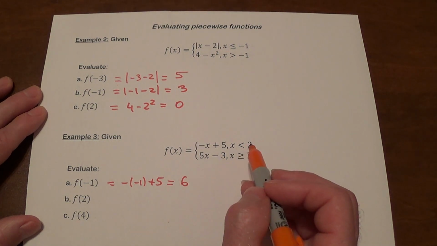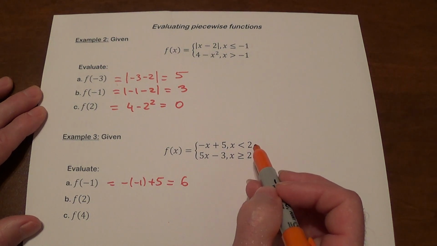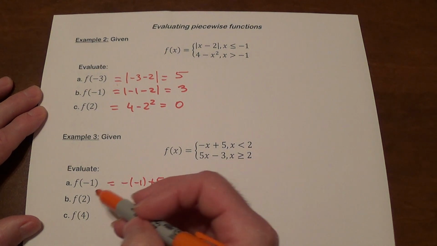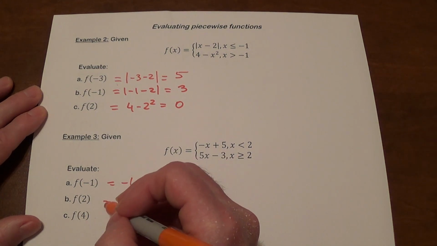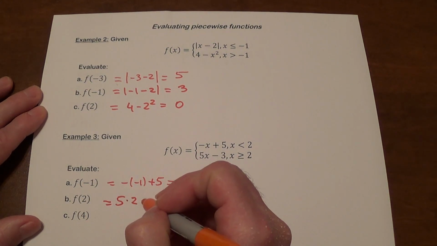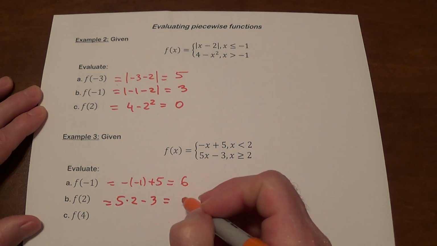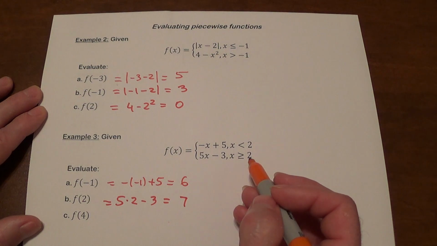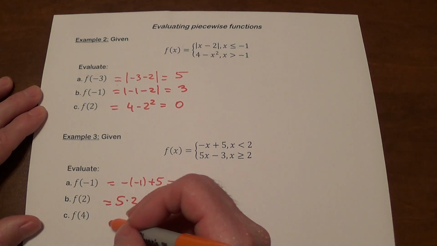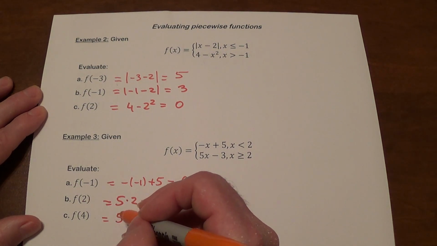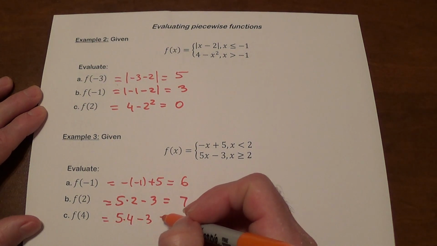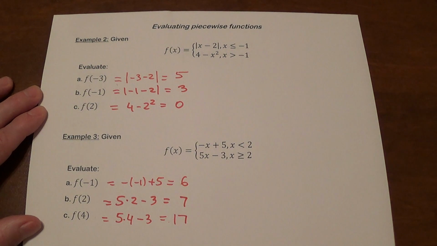2. The first one or the second one? The second, because it's greater than or equal to 2. So it's going to be 5 times 2 minus 3, which gives us 7. And 4. 4 is clearly greater than 2, so it also belongs in the second equation. So 5 times 4 minus 3 will give us 17.